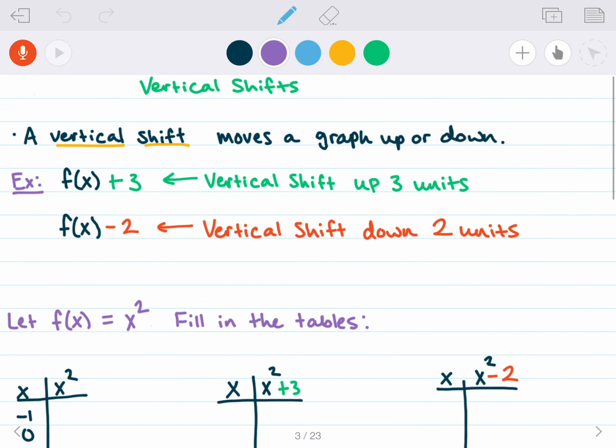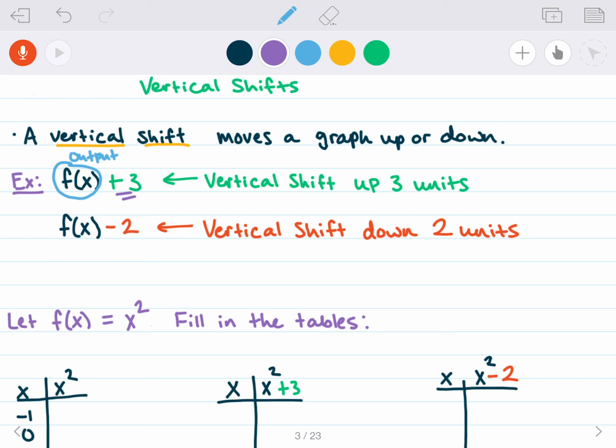So let's go back over what a vertical shift is. A vertical shift literally picks up a graph and moves it up or down. And the reason is because this f of x is our output, or the height, right? When we apply a vertical shift, we're simply adding or subtracting a number to the output. So we're not doing anything to the input, we're just shifting the height.